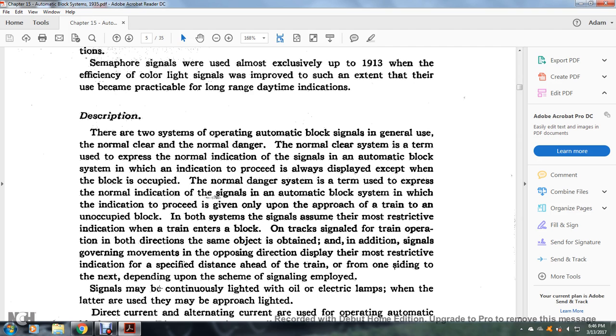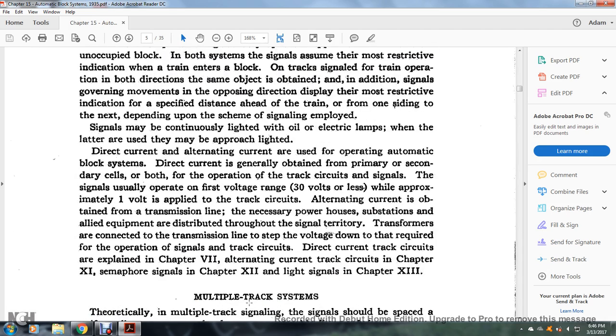In both systems, the signal assumes the most restrictive indication when a train enters the block on the track signal. Where trains operate in both directions under the same conditions, the signals governing movements in the opposing direction display the most restrictive indication, depending on the scheme of signaling employed. The signals may be continuously lighted by oil or electric lamps. When the latter are used, they may be approach lighted. Direct current and alternating current are used in operating the automatic block system.